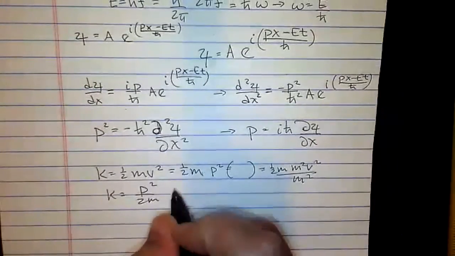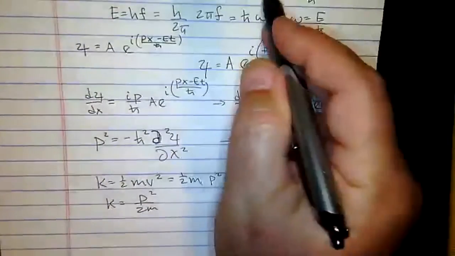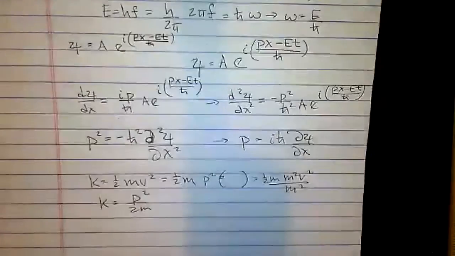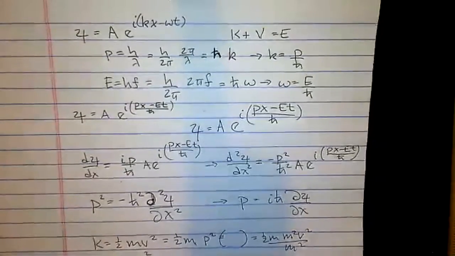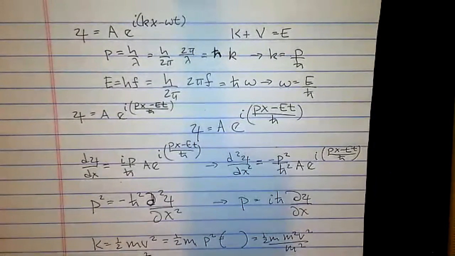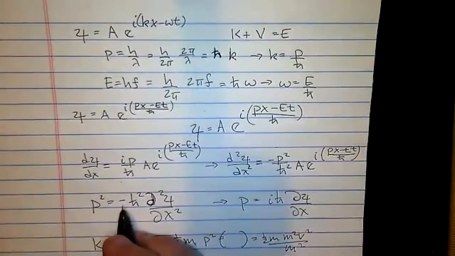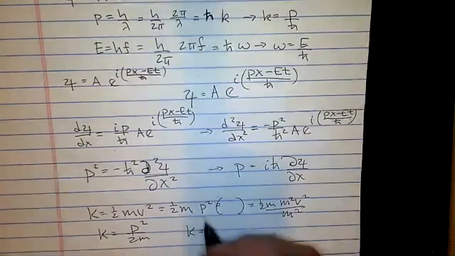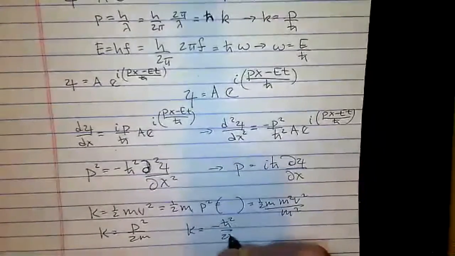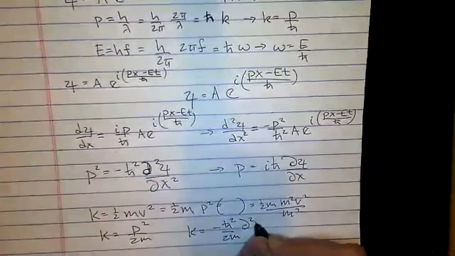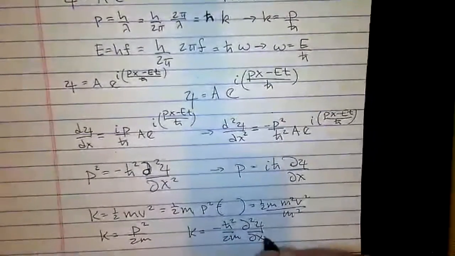So if we want to say the kinetic energy plus potential energy equals V equals E, like I have there, then I might replace the kinetic energy K with P squared over 2m. And I found P squared was negative h bar squared d2 psi over dx squared. So K should be negative h bar squared over 2m times the second partial of psi with respect to x squared.